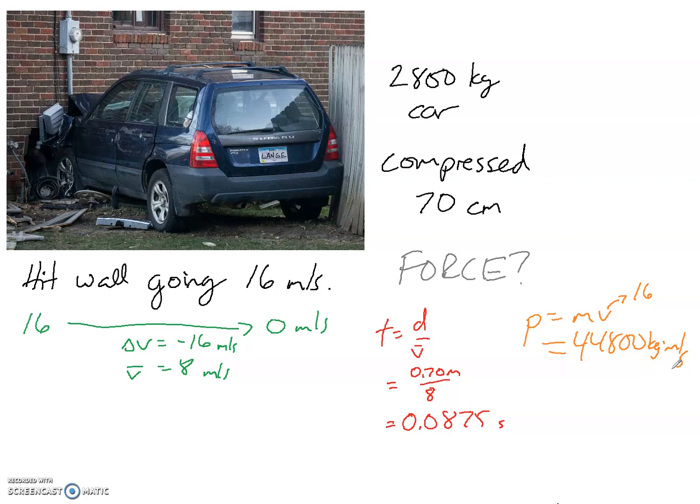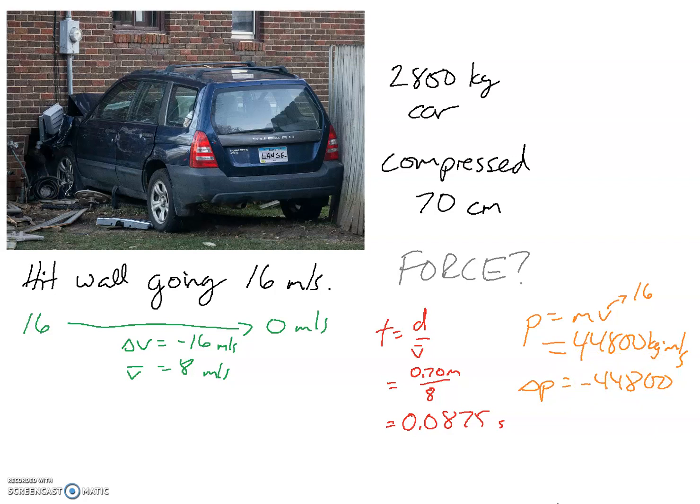So if that's the momentum it came in with, and then the wall stopped it, that's how much momentum it lost. So the impulse for the car would be negative 44,800, because it went from 44,800 all the way down to 0. It lost it, so the impulse would be negative 44,800.